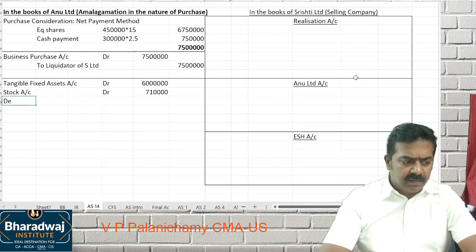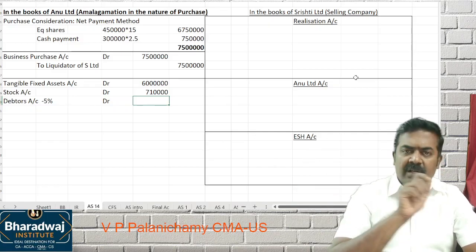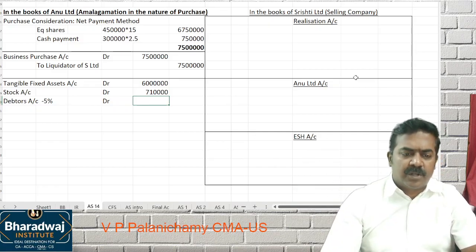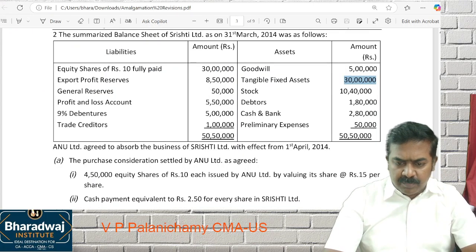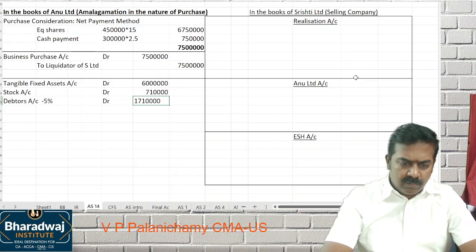Then debtors account debit, minus how much percent provision? Debtors account debit after adjusting minus 5%. Or you can show provision for bad debts separately also. Debtors account debit to provision for bad debts also you can do. Debtors account minus 5%. 1,80,000 minus 5% will be 1,71,000. Then debtors account debit over.